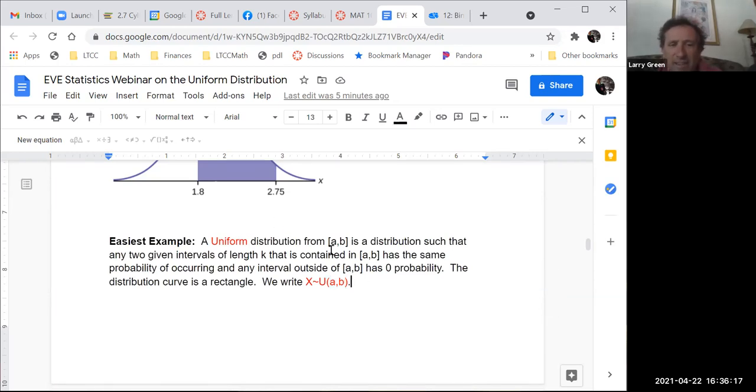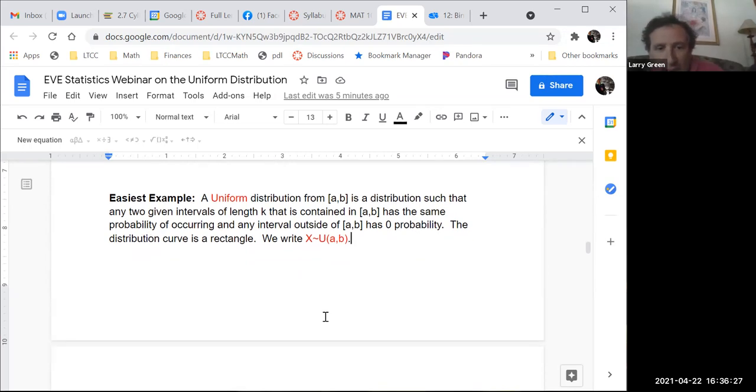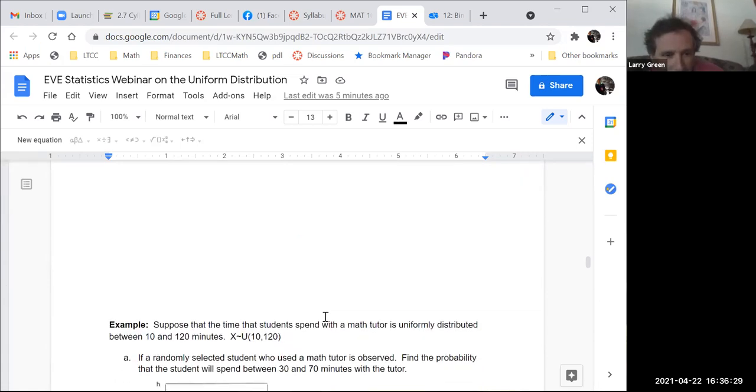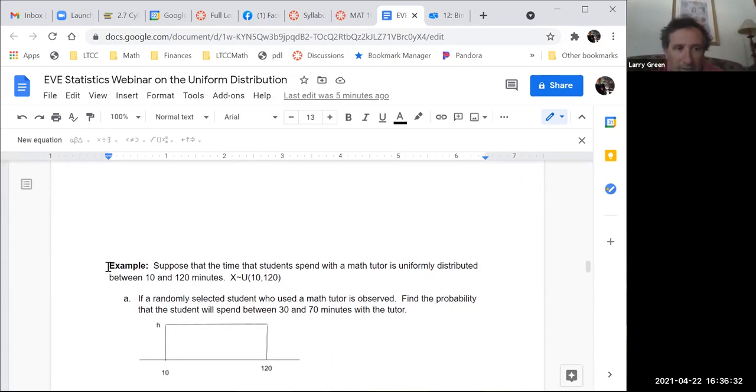So again, this is pretty theoretical. You really need to see examples, and this is where we do the examples. So let's take a look at an example. All right, so here's an example. Suppose that the time that students spend with a math tutor is uniformly distributed between 10 and 120 minutes. So the first thing we can write is X tilde U(10, 120).